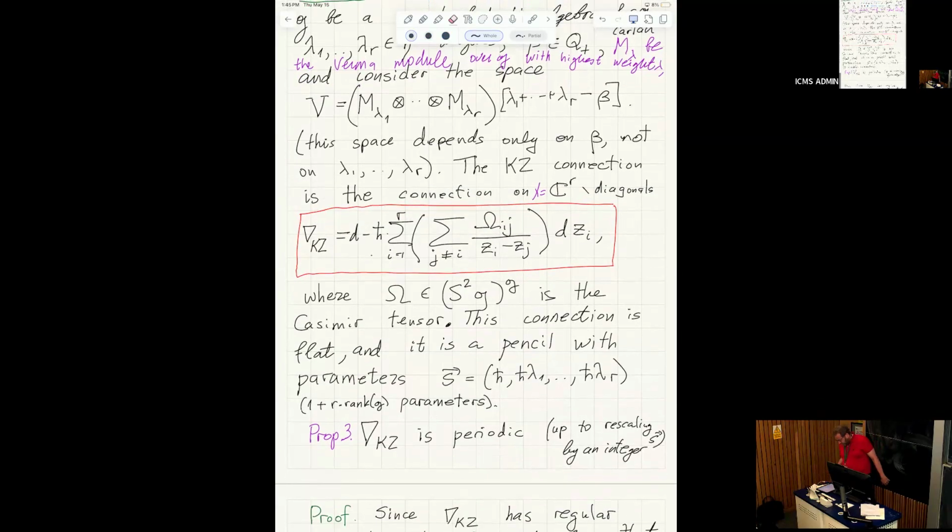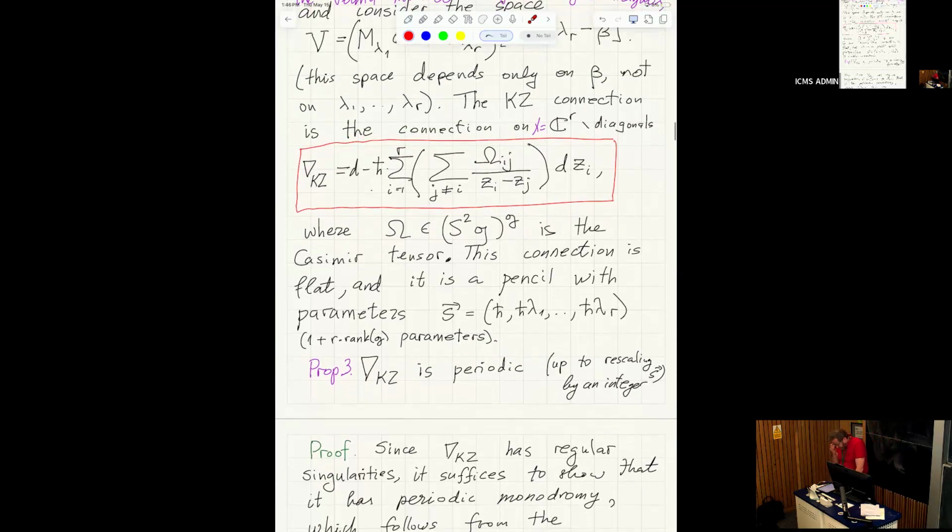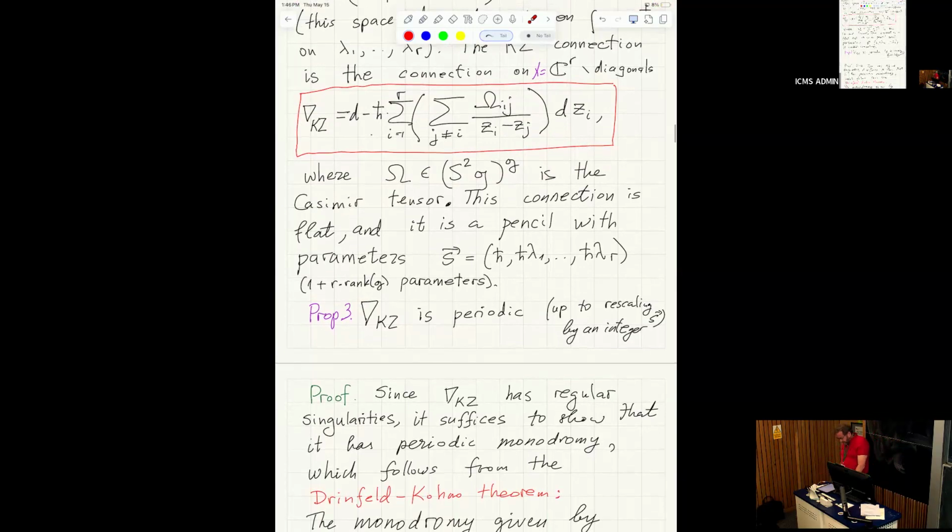It's well known and easy to check, but it depends not only on the parameter h bar, but actually also on the parameters lambda. And if you rewrite it in terms of parameters h bar and h bar lambda, then it is actually a pencil. Everything is linear, homogeneous with respect to S. And so there are many parameters here, 1 plus r times rank g. And then there is a proposition that this pencil is periodic up to rescaling S by 2 or something like that.